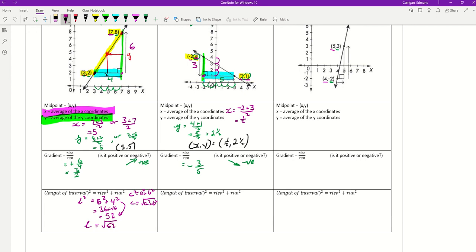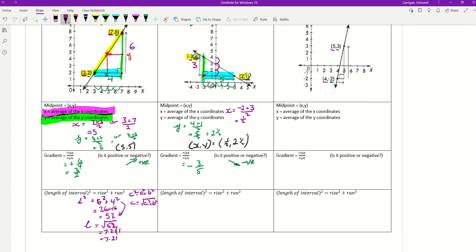Now we're going to leave it in this case. We can leave it as that if we need an exact answer. If we don't, and we've been asked to go to 2 decimal places, which is the norm, if I put square root 52 into my calculator, I'm going to get 7.211, which is equal to 7.21.